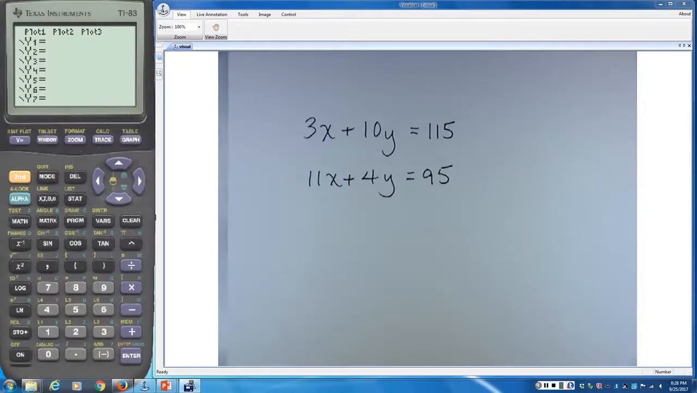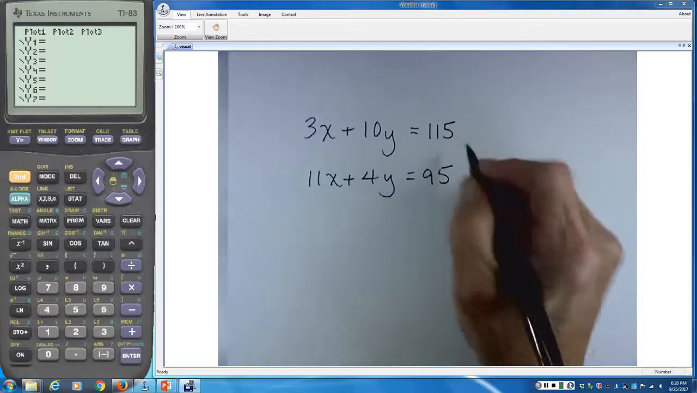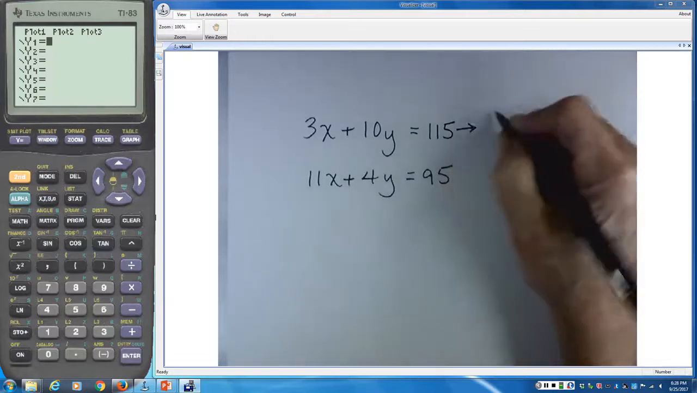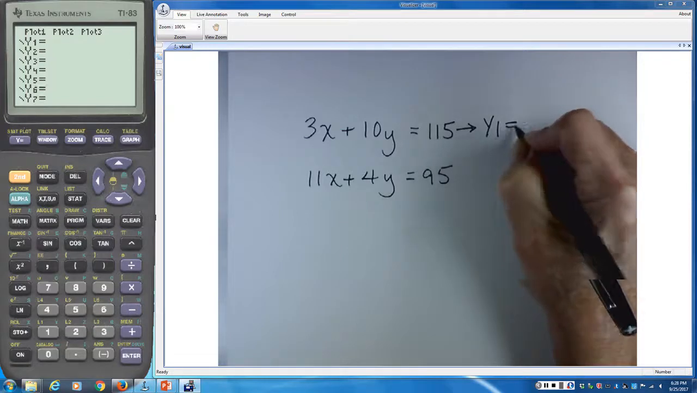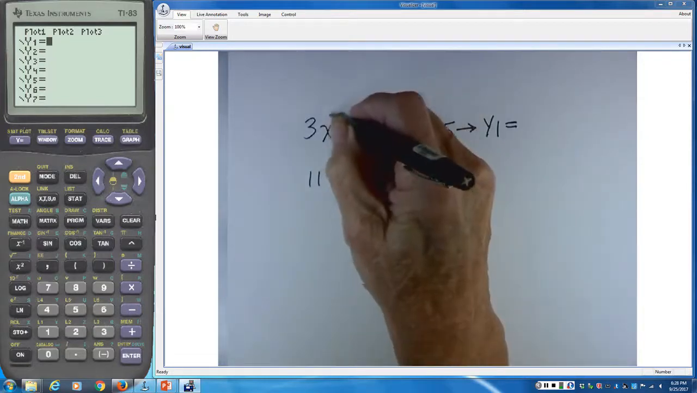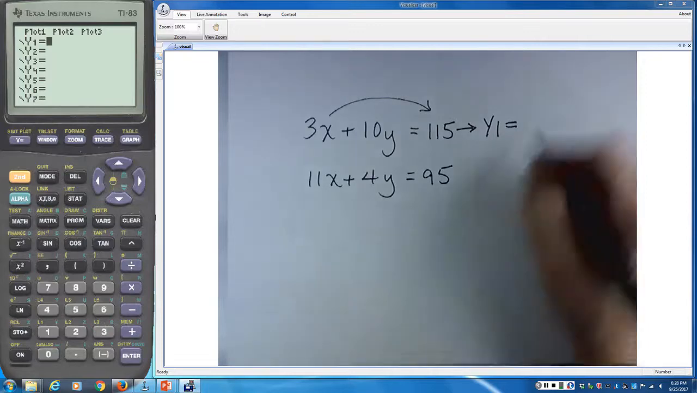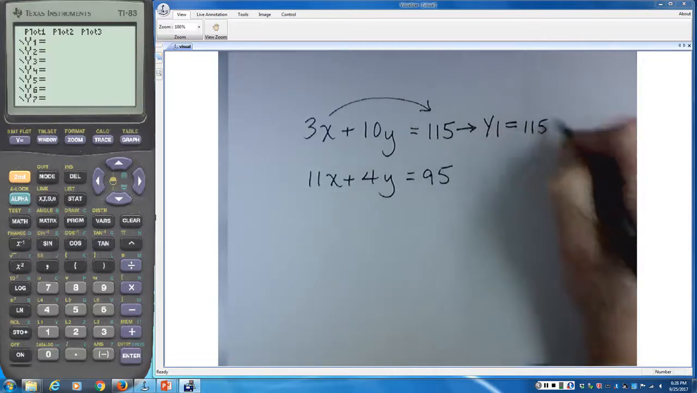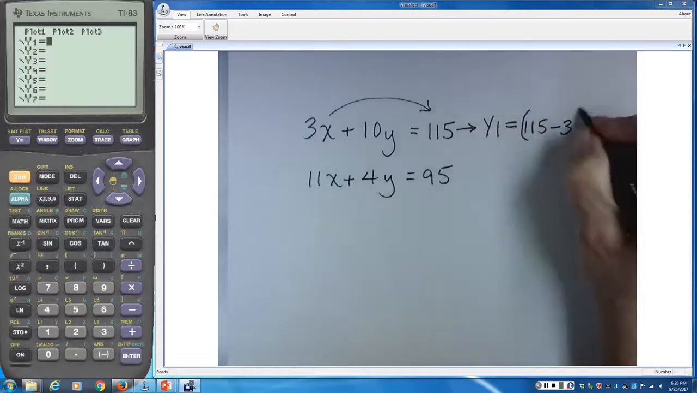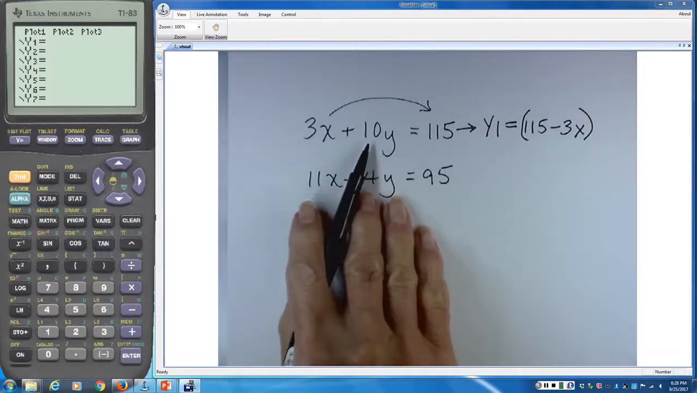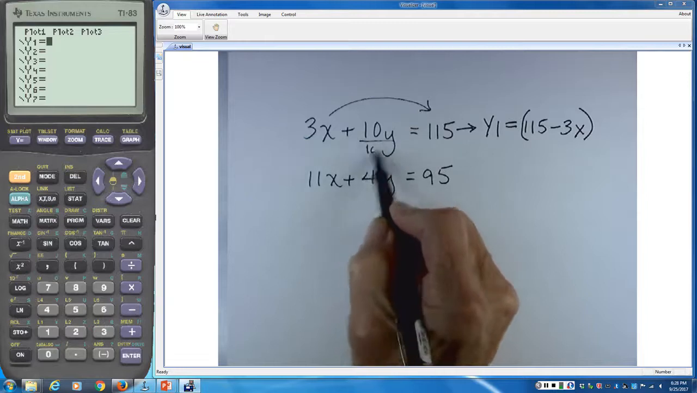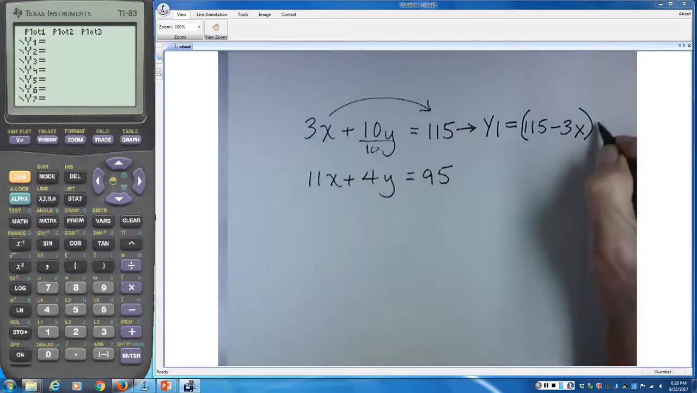So here's the system of equations that we're interested in, and we want to put it in the calculator. So what we're going to do here is put in y1. The first thing we would do is move the 3x over there with the 115, right? So that's going to give us 115 minus 3x. And then we need to divide by the 10 in front of the y. So we're going to divide that whole thing by 10.